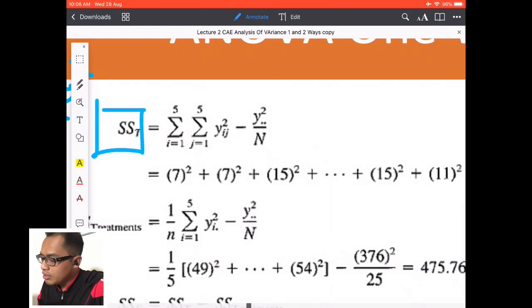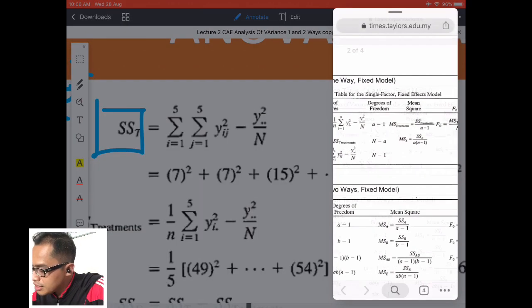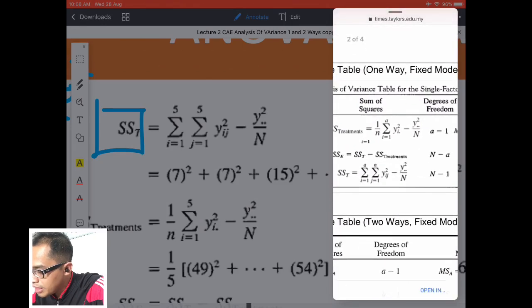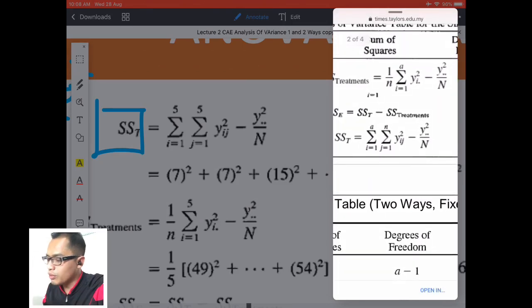SST. Let me slide back in. So you can see here on the statistic table, SS total down there, right? Originally. I cannot draw on this because this is not part of the PDF. Take a look at the SST there on the slide. There's a summation from i equals 1, that means the first number, until a, that means all the levels. a stands for level. And j equals 1, sum it until all the n. n means repetition.